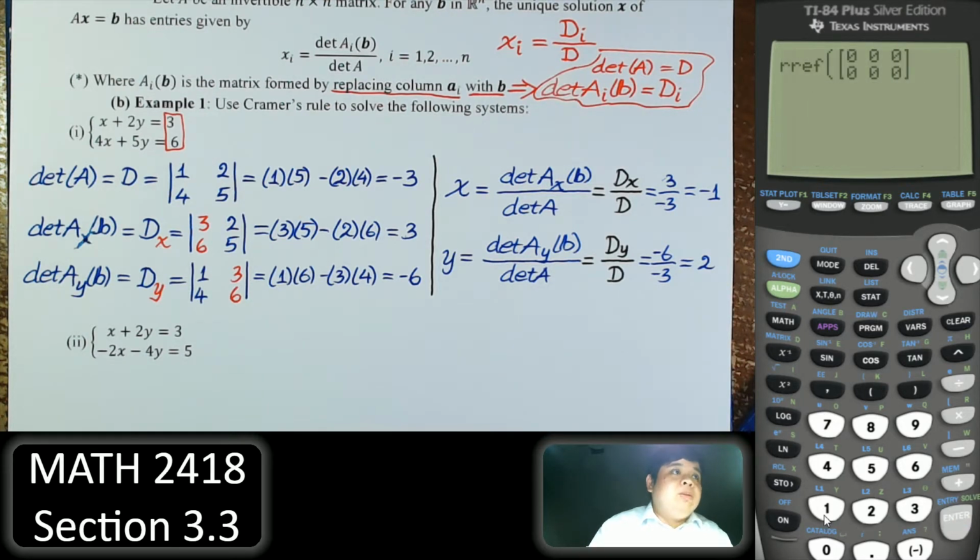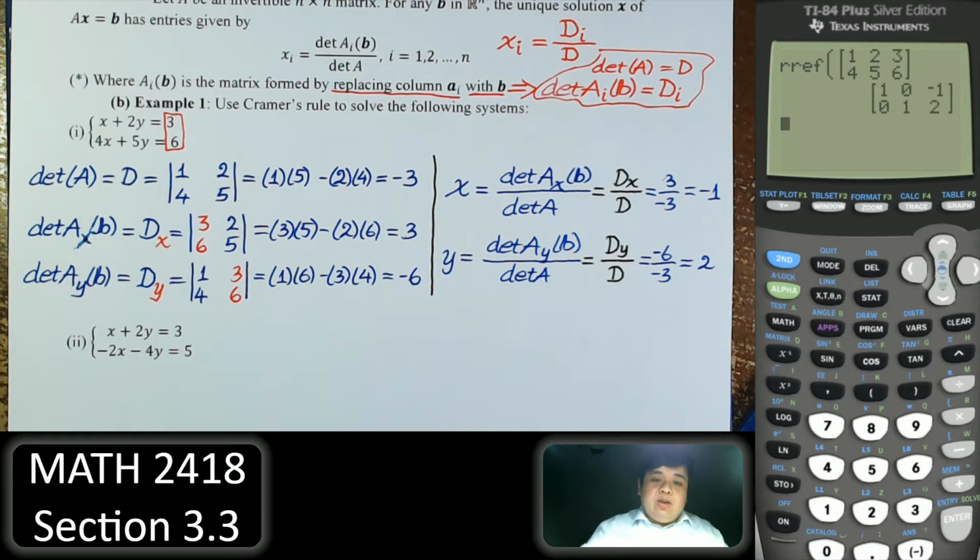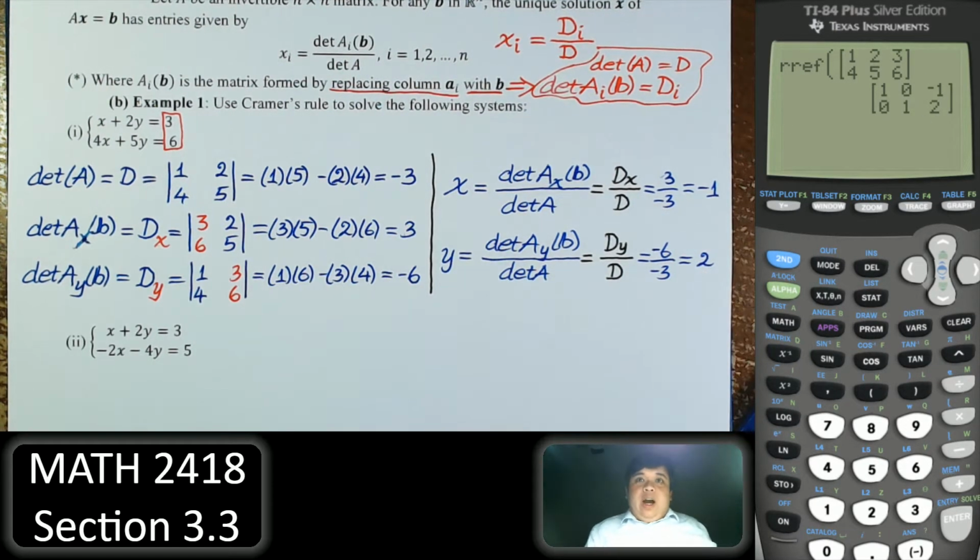Right. 1, 2, 3, 4, 5, 6. Yeah, so x equal to -1, y equal to 2. This is the most efficient way to do that. I mean, the reduced row echelon form is the most efficient way to do that.